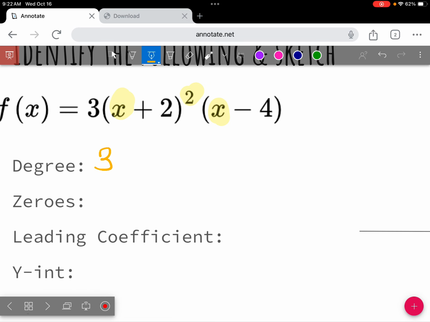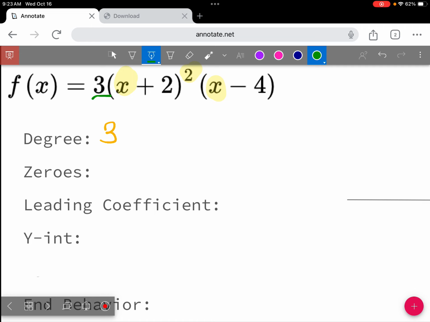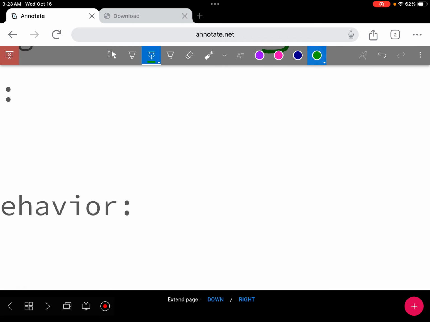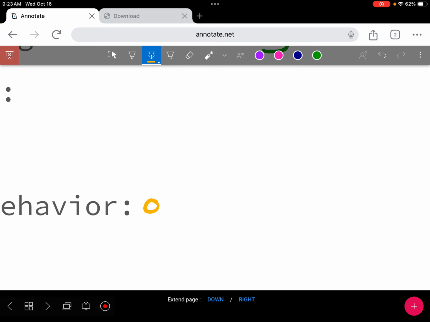What is our leading coefficient going to be? This guy right here, out in front. So our leading coefficient is 3. So even just from that, I can get my end behavior. I don't need to look at anything else to find my end behavior. So we have what, even or odd? Odd. Are we positive or negative? Positive.